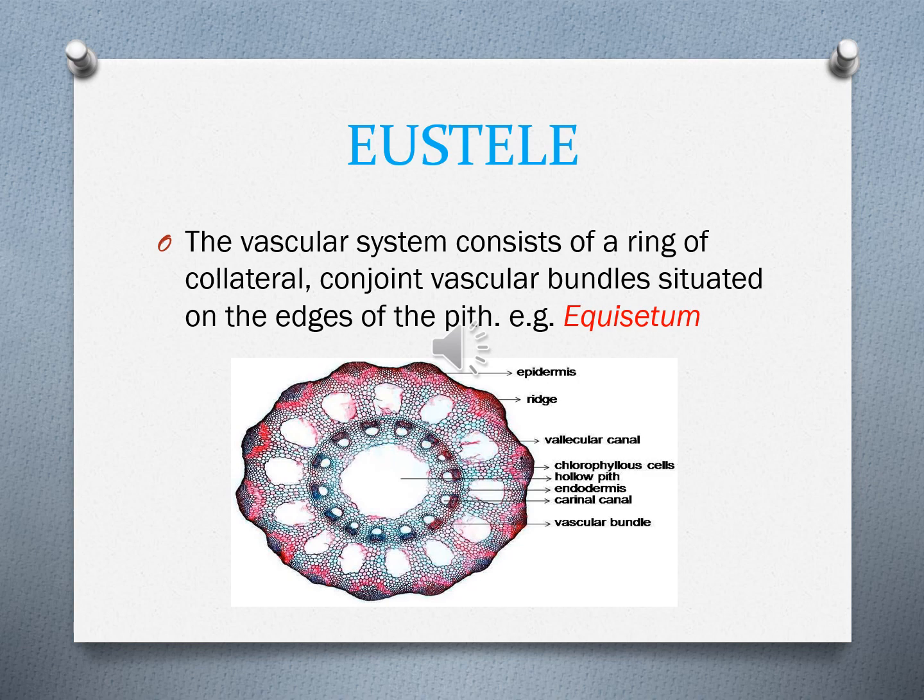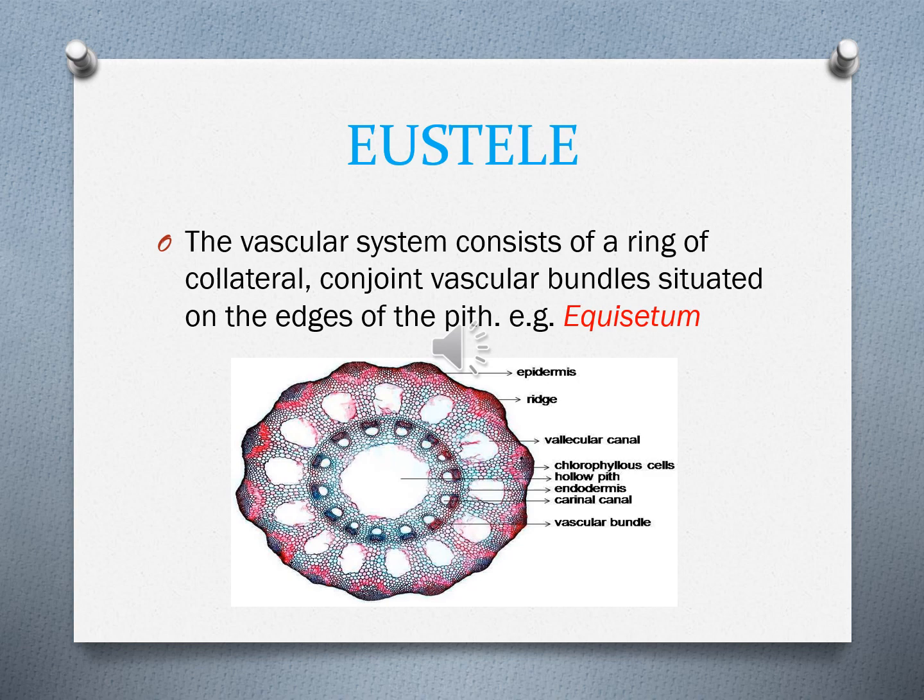The most advanced type of stele found in pteridophytes is eustele. Eu means true stele. What is a true vascular bundle? A true vascular bundle is collateral and conjoint in nature. In this picture, you can see the vascular bundle, xylem and phloem arranged on the same radius and together. This type of stele is found in Equisetum, a pteridophyte, and it is similar to the vascular bundle of a dicot stem, and it is the most advanced type.